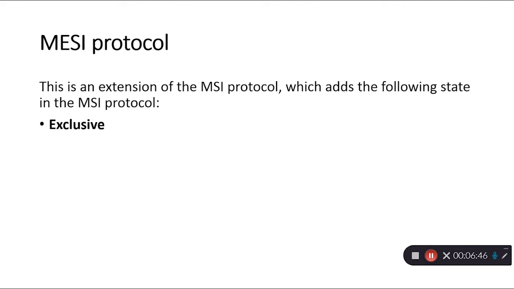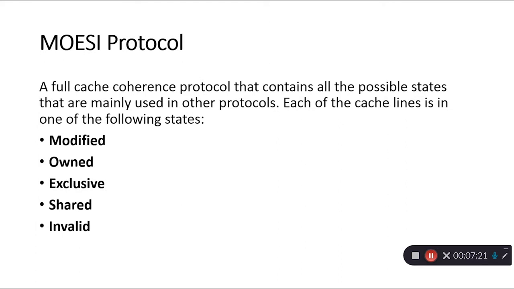MESI protocol. This is an extension of the MSI protocol which adds the following state in the MSI protocol. Exclusive. This is when the cache line is exclusively present in the current cache and is clean and its value matches the main memory value. However, it may be changed to modified state when writing it.